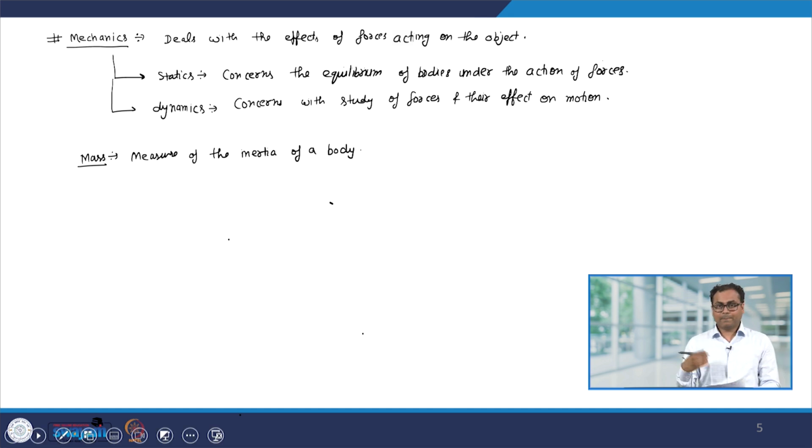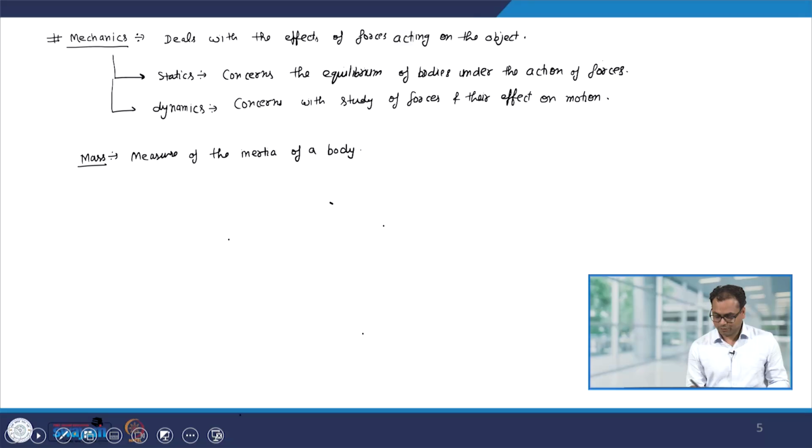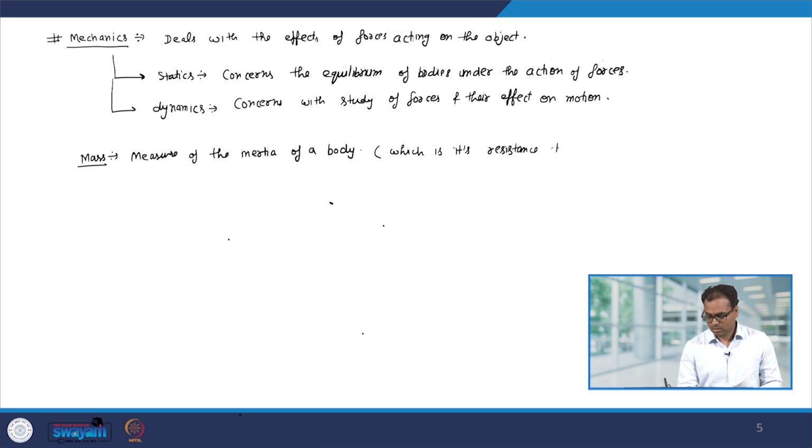So, when you apply the force, then the motion of the body is going to change, the velocity is going to change. So, basically it measures under the influence of force how much the velocity is going to change. Therefore, this also defines its resistance to change of velocity under the influence of force.